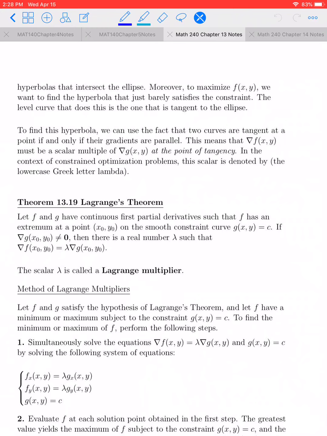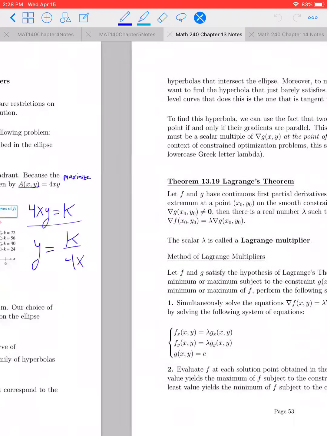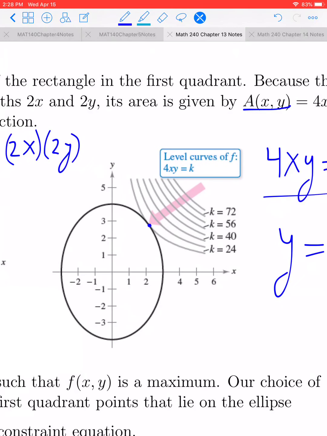When this happens, the one thing that we want to observe, I'll go back to the figure in a moment, is that the level curve that does this is the one that's going to be tangent to the ellipse. So these level curves here, for example, would correspond to a level curve of 72. That was the A of x value, so that's an area of 72. But that wouldn't work because those ordered pairs x, y would lie outside of the ellipse. If we back it down, though, this would be the one that's going to work.